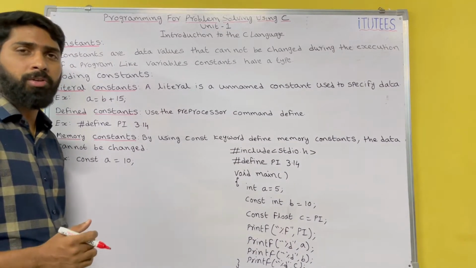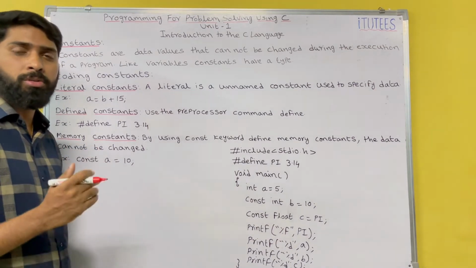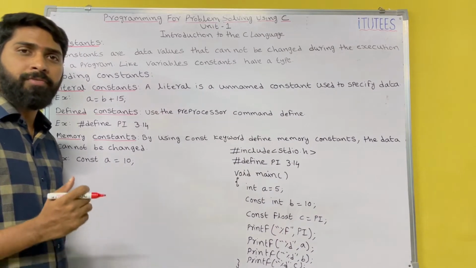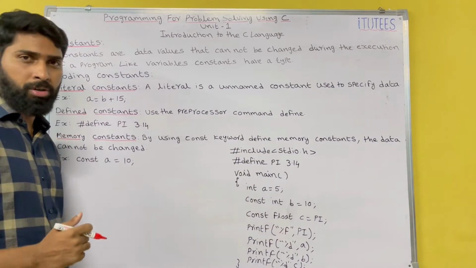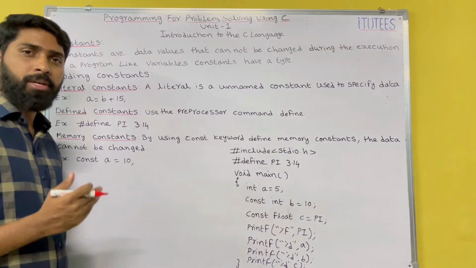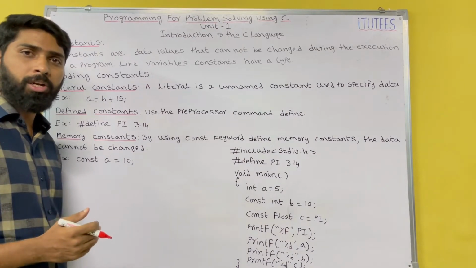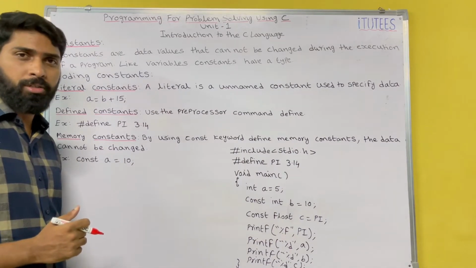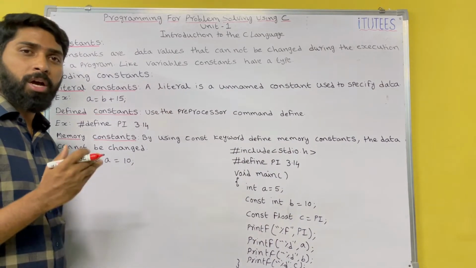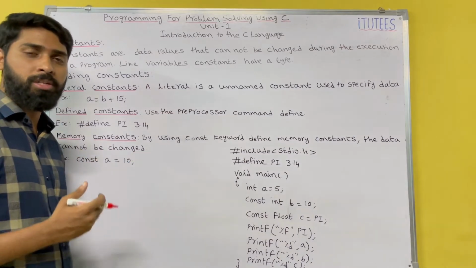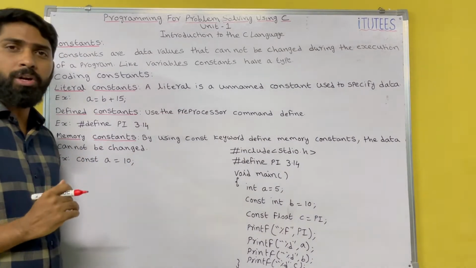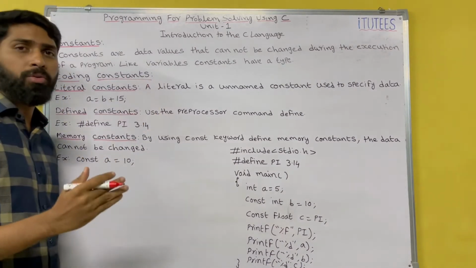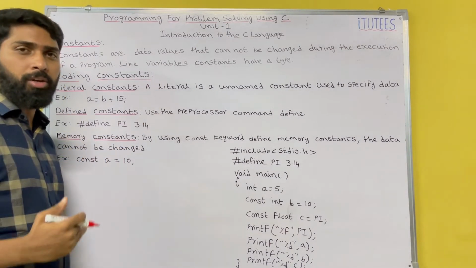In this class we are going to learn how to use constants in your C programs. In our previous class we saw how to represent the constants: integer constant, character constant, real constant, string constant, complex constant and boolean constant. Now we are going to see how to use these constants in our program. This is called coding constants. How are you going to use these constants in your program?